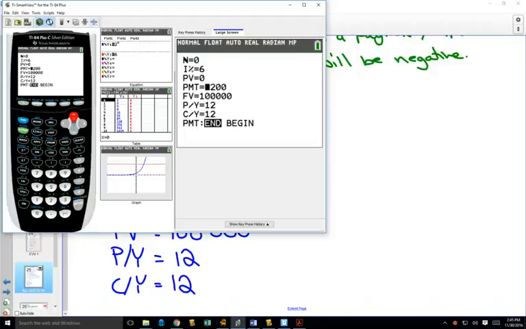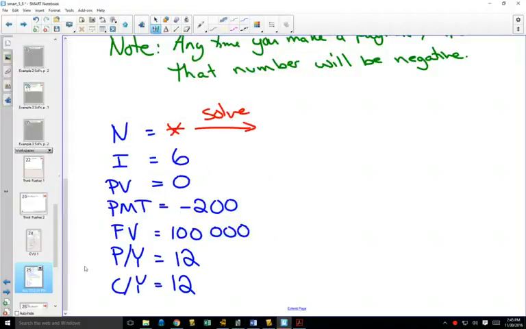your enter button in the bottom right-hand corner, you'll see there's a little word that says solve. So if we go to the one we want to solve for, which is n, and we want to get to that solve, so we're going to have to push alpha and then enter, it will solve for it. 251.17. Notice that's exactly the same answer that we got before. A lot quicker too, and with a lot less chance of making a mistake.